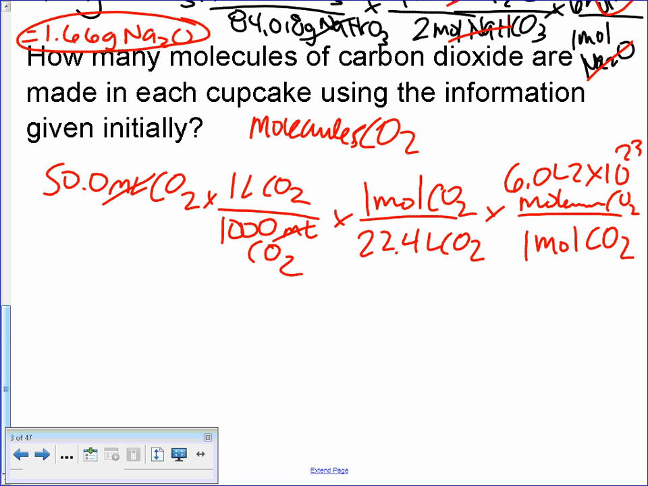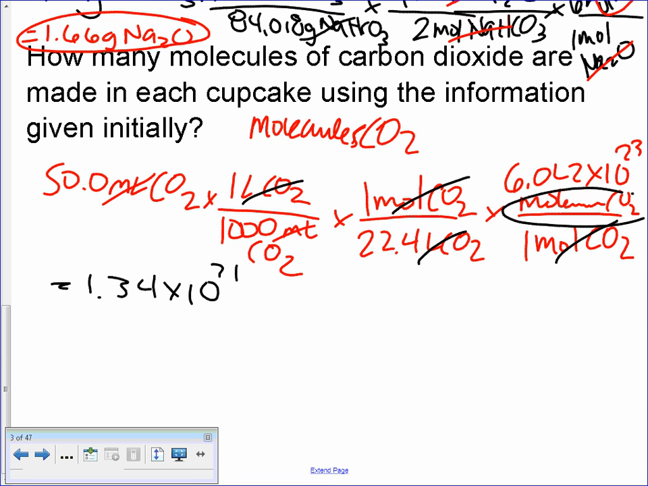Sorry. So if we have our liters of carbon dioxide canceling, our moles of carbon dioxide canceling, and we have molecules left. So that's one that I could have put on the quest easily. And then that's like 1.34 times 10 to the 21st molecules of CO2. Just kind of look that up.